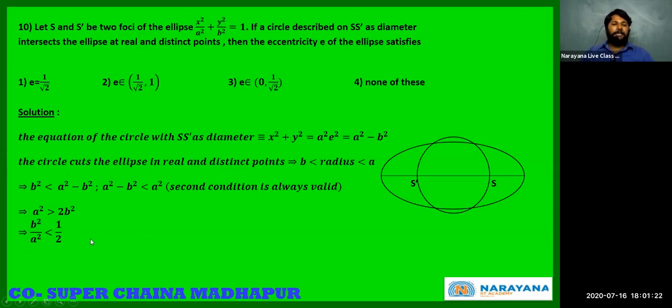What is my eccentricity? Eccentricity square is 1 minus b square by a square, which will be greater than 1 minus half. Correct? And so we will have e square greater than half, or e greater than 1 by root 2. Got it? From this I can say e square is greater than half, therefore e is greater than 1 by root 2. Correct? Which is your answer. Yes, this one. And we know e has to be less than 1 because only then it's an ellipse.